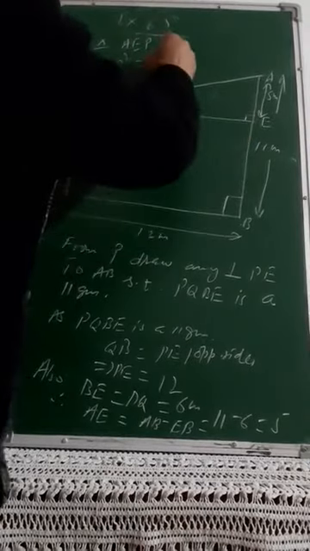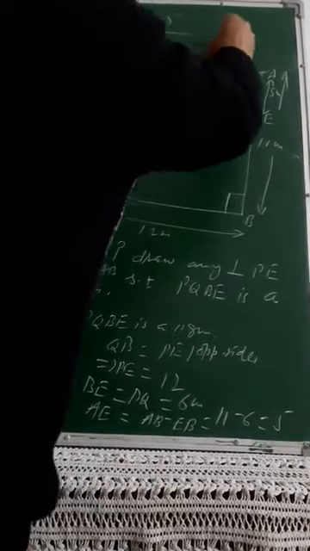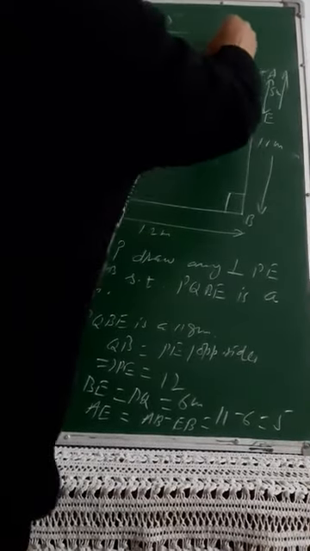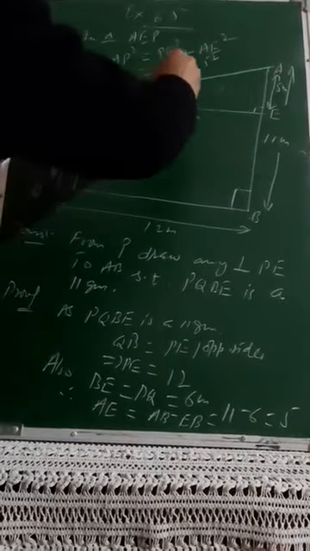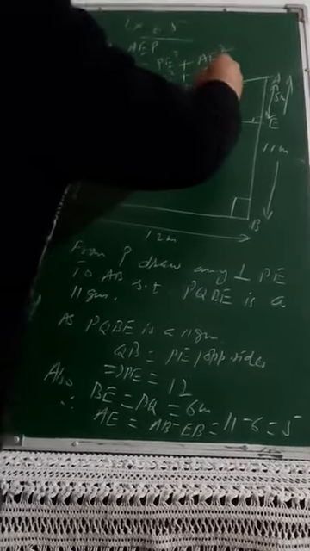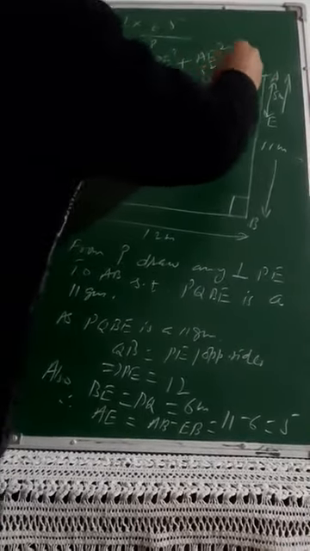In triangle AEP, what do I need to determine? AP square. AP square is equal to what? PE square plus AE square. That is the Pythagoras theorem. So PE is 12 square and AE is 5 square. You are very much clear with that. 144 plus 25 is 169.